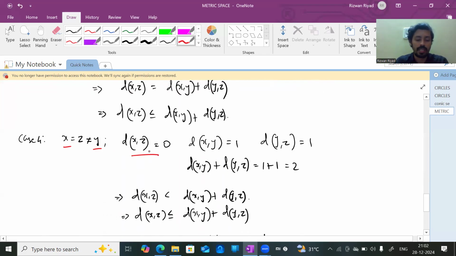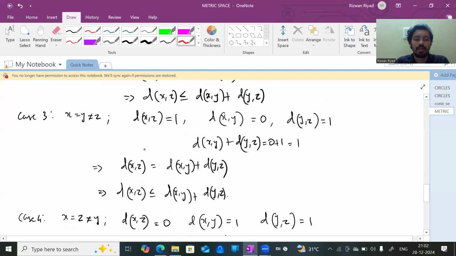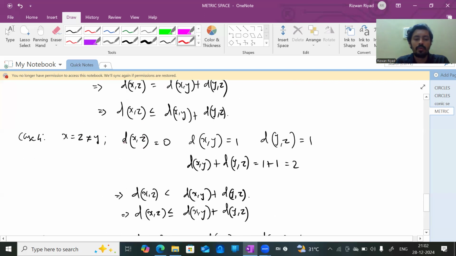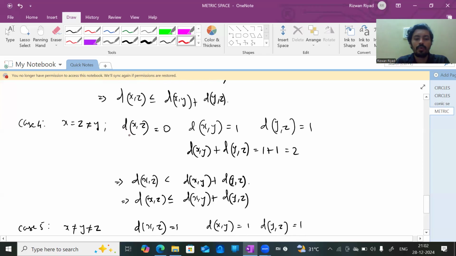Sorry. d of xz. What is d of xz? It will be equal to 0 because x equal to z, right? If x equal to z, by definition, d of xz will be equal to 0. Okay, by the definition of discrete metric. So d of xz will be equal to 0.